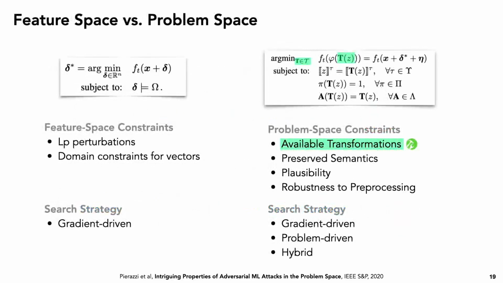So just to summarize here, you see the reformulation of attacks in the problem space is somewhat more complex than the traditional definition of feature space attacks given the additional constraints. In the problem space, there are also different possibilities for search strategies. For example, a gradient-driven strategy where you use the feature space attack as a guide towards the optimal perturbation, problem-driven strategies where you blindly make transformations to the problem space object until it's misclassified, and hybrid strategies that combine the two.